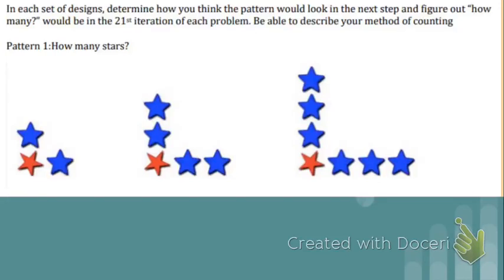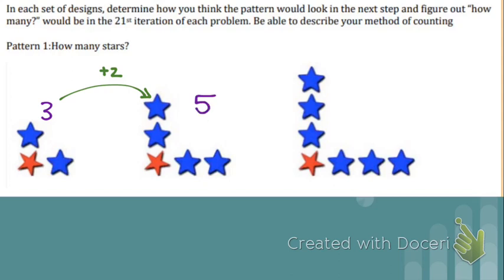All right, so on this first one with the stars, what kind of a pattern did you notice? Goes up by 2 each time. So the first one in the pattern, we had how many stars? 3. And then to get over here, we added 2 more.